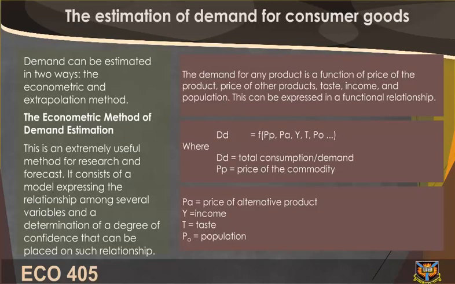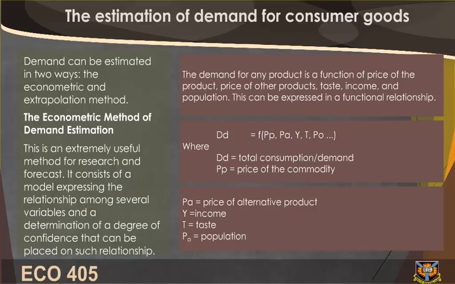The estimation of demand for consumer goods. Demand can be estimated in 2 ways: the econometric and extrapolation method. The econometric method of demand estimation. This is an extremely useful method for research and forecast. It consists of a model expressing the relationship among several variables and a determination of the degree of confidence that can be placed on such relationship.